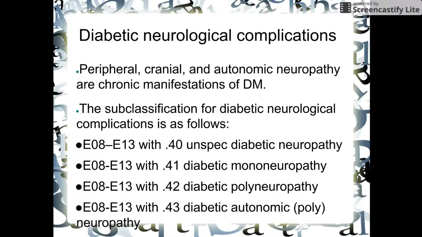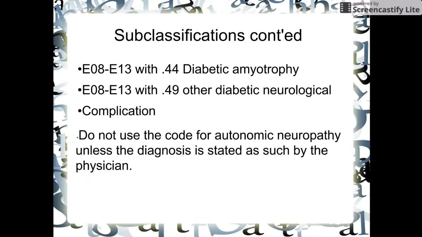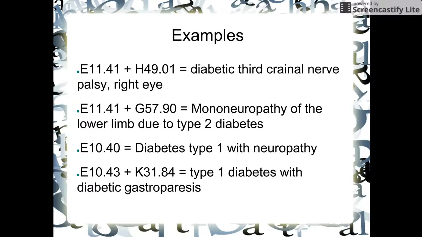And then peripheral, cranial, and autonomic neuropathy, chronic manifestations of diabetes. E08 through E13, use .40 for unspecified diabetes with neuropathy, .41 mononeuropathy, .42 polyneuropathy, .43 diabetic autonomic polyneuropathy. .44 is diabetic amyotrophy, and .49 is other diabetic neurological complications. Gave you some examples.